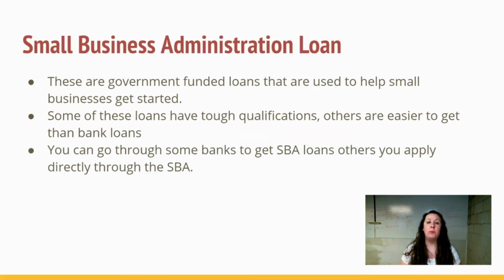There's also the Small Business Administration loan. These are government-funded loans that are used to help small businesses get started. Some of these loans have tough qualifications, and others are easier to get than regular bank loans. You can go through some banks, depending on location and requirements, to get SBA loans, and for others you have to apply directly through the Small Business Administration, which is the SBA. For my first loan, I actually had somebody co-sign for me, and it was an SBA loan through my local bank.